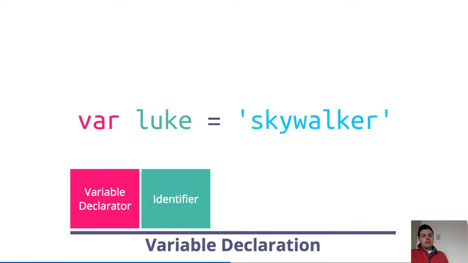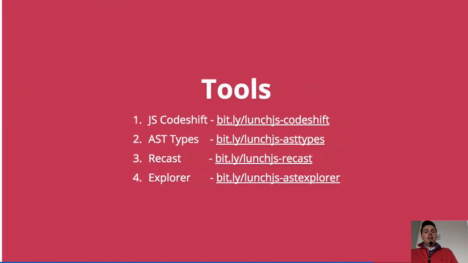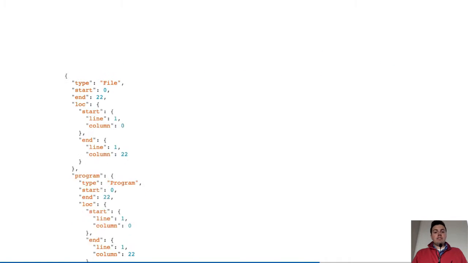Then we've got an identifier, which is Luke. So variable declarator and identifier go on the left-hand side of the equal sign. And then we've got a literal on the other side, which is of type string. So these four blocks are the essentials of what make up this arrangement of characters in your source code file. When we parse it and break it down, we've got a variable declaration with a declarator, identifier, and a literal. That's the idea of how the abstract syntax tree looks once you end up with it.